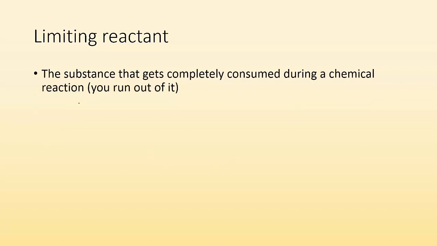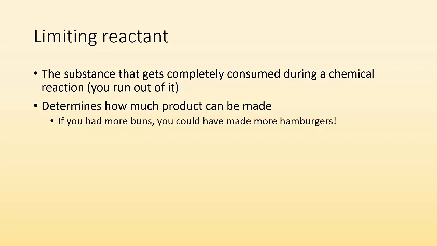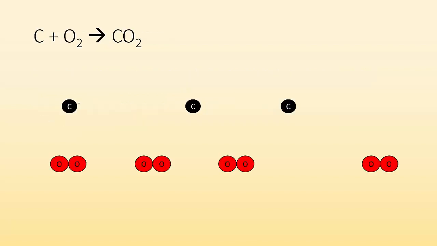All right, cool. So the substance that gets completely consumed during a chemical reaction is a limiting reactant. It's the thing that you run out of. All of it gets used up. This is going to determine how much product you can make because you ran out of this stuff. That stopped you from making more. If you had more buns, you could have made more burgers.